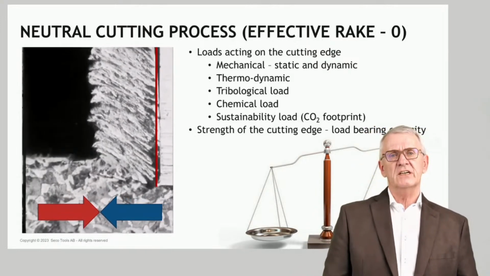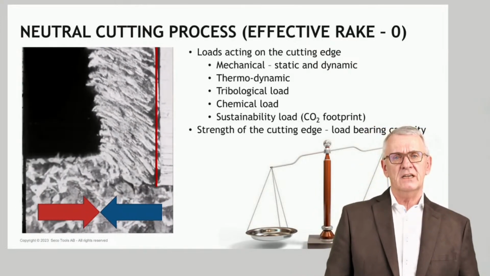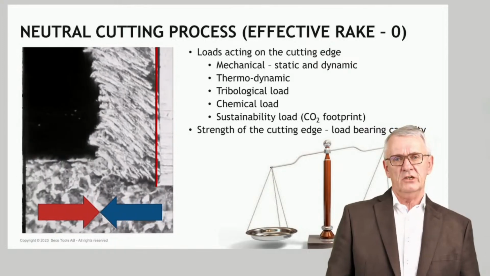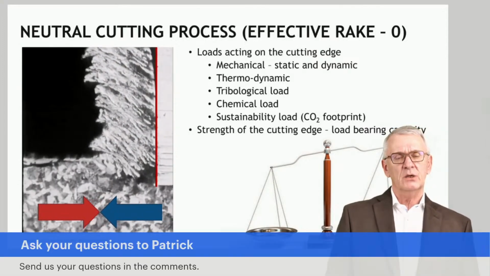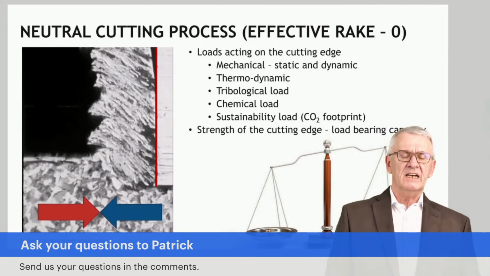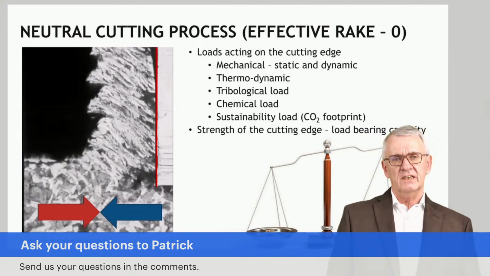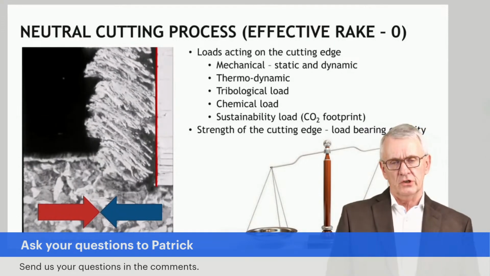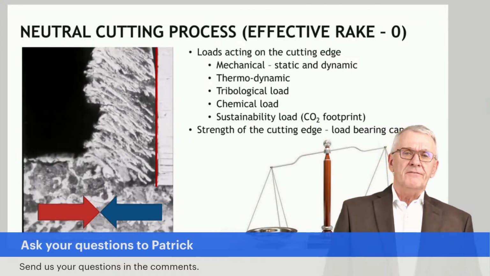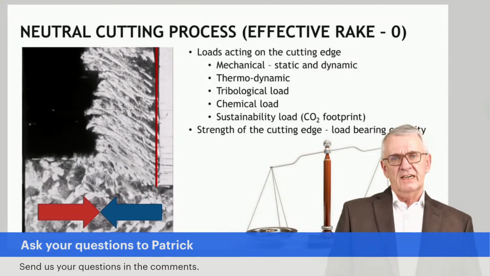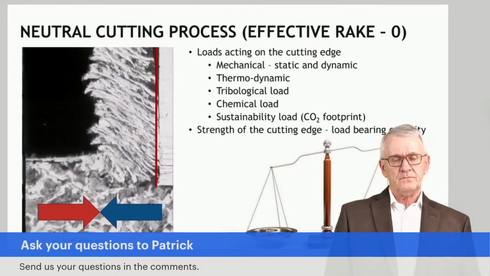And if a tool has a rake angle, see the red line here and compare that with the cutting direction. The angle between the red line and the cutting direction is 90 degrees. That's what we call neutral cutting. The effective rake in such a case is 0 degrees.